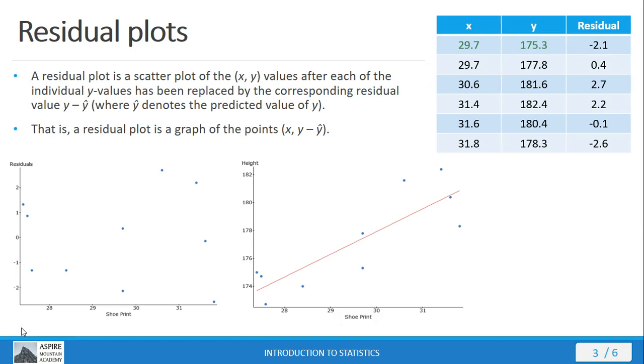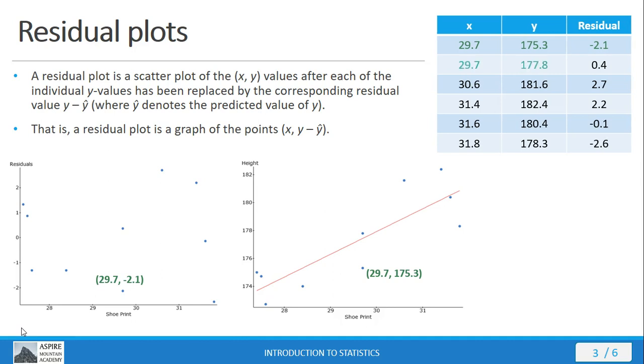So take this first data point, for instance, 29.7, 175.3. That data point is located here on our original scatter plot. The residual for that line is negative 2.1. So that means we replace the y, 175.3, with the residual, negative 2.1, and now we've got a new ordered pair to plot on a residual plot, and that same point ends up here.